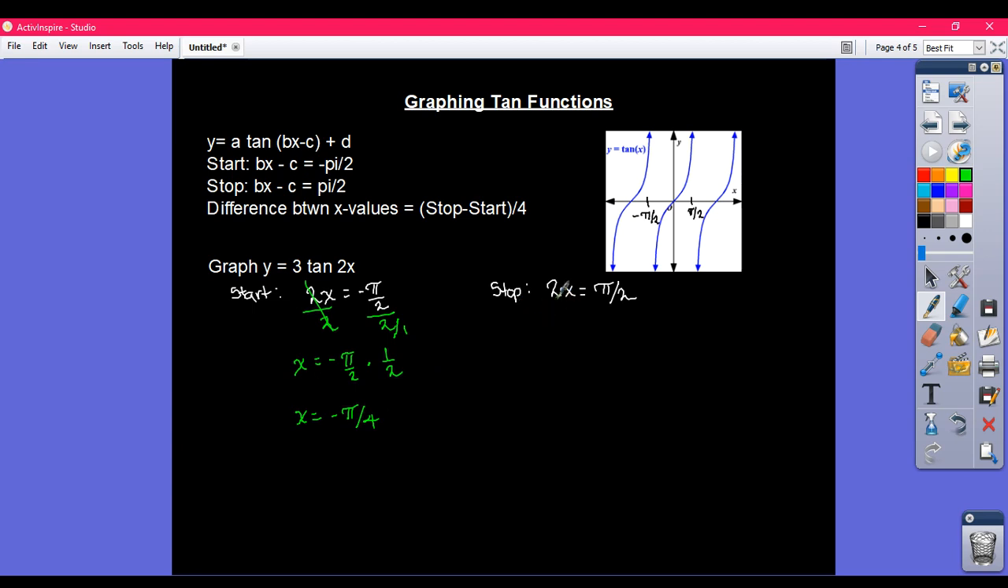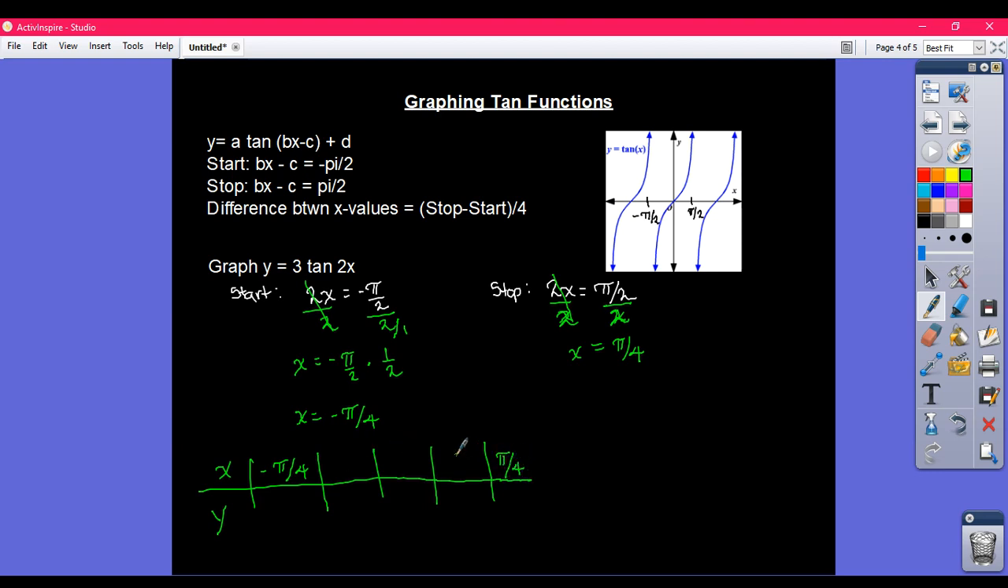And from here, if I divide both sides by 2 as well, the same thing's happening. Oops, not by x, by 2. So I'm dividing pi over 2 by 2, which would give me positive pi over 4. So I have my start and my stop value. What does this mean? Well, if I were to make my XY table, and again, there are 5 points in one period, the first x value is going to be negative pi over 4. And the fifth or last x value in one period will be positive pi over 4.